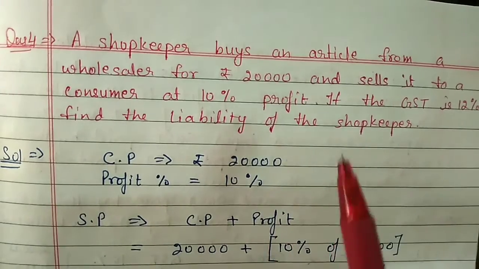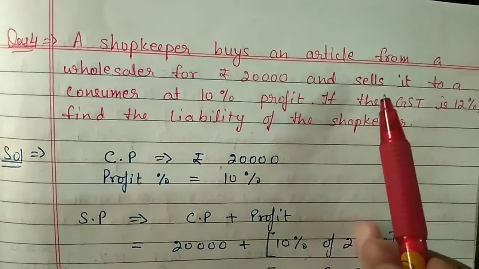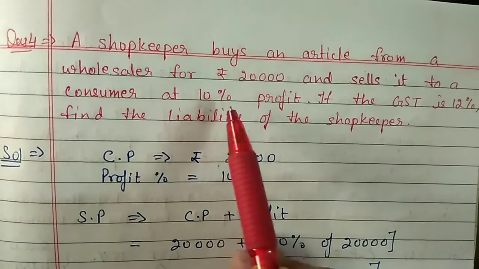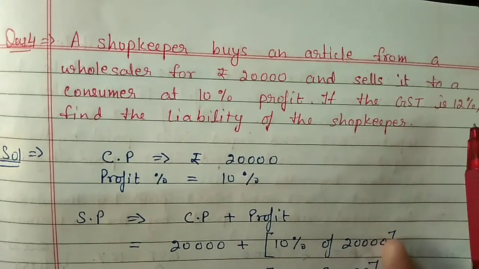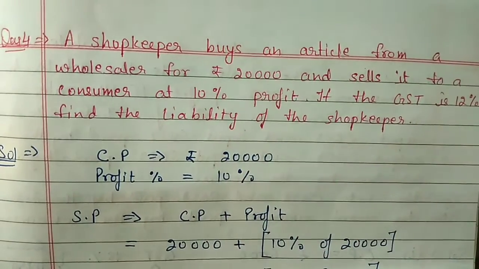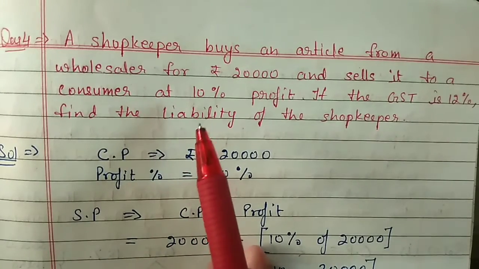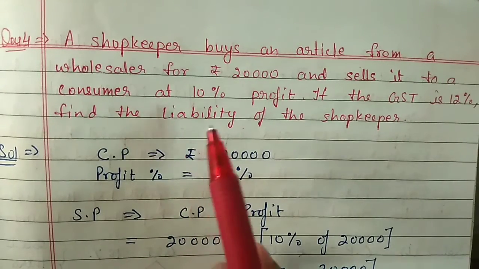Question number 4. A shopkeeper buys an article from a wholesaler for rupees 20,000 and sells it to a consumer at 10% profit. If the GST is 12%, find the liability of the shopkeeper. Liability means here the extra amount after selling the item that the shopkeeper will give to the government.